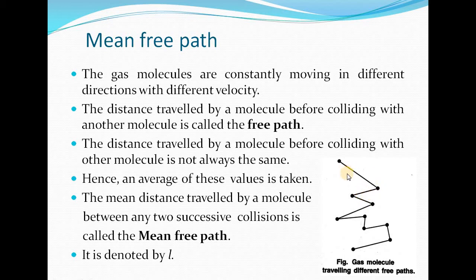Before undergoing the subsequent collision, it is going through a free path, and that free path will not always be the same. So we will have to take the average of these paths to get the free path of the given molecule. So the mean distance traveled by a molecule between any two successive collisions will be known as mean free path. When we take the average of these paths, that will give you the mean free path. It is denoted by the symbol L.